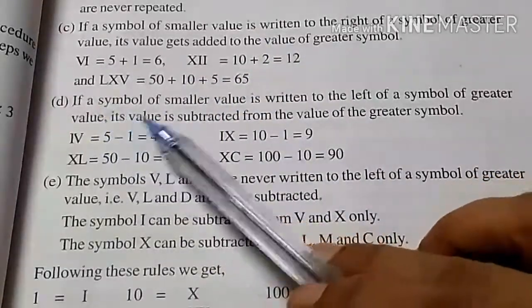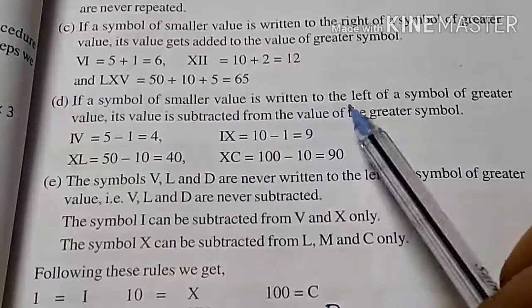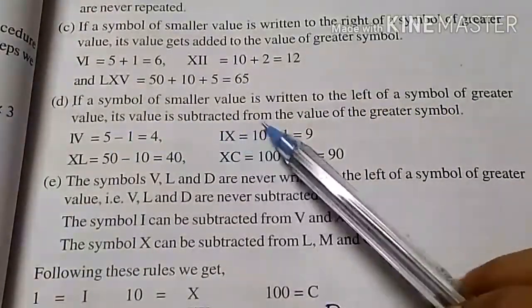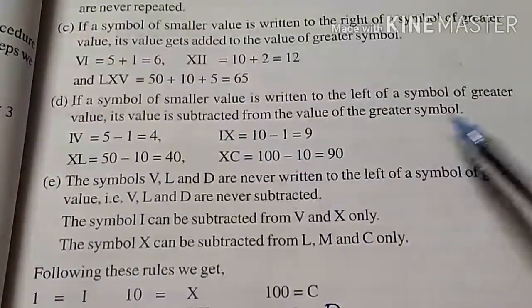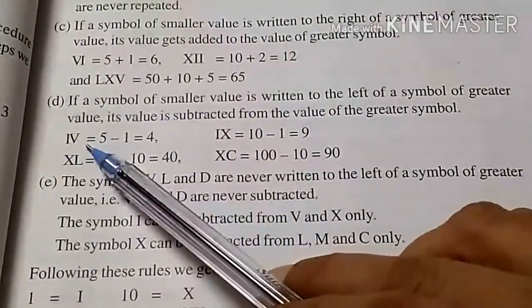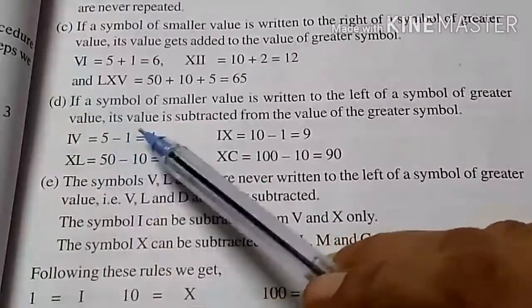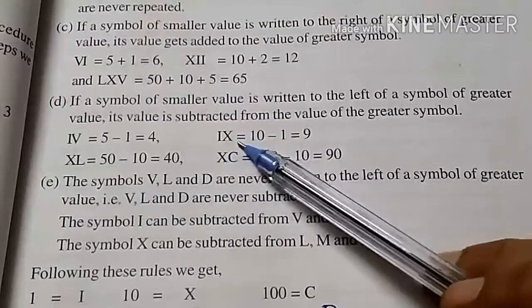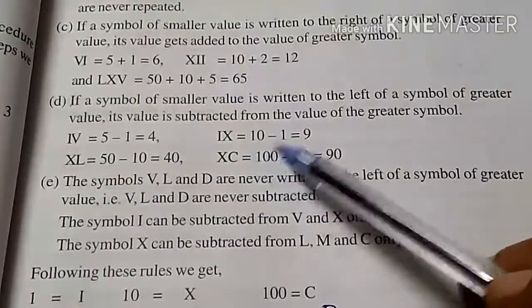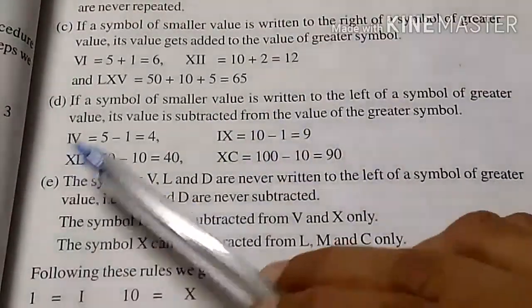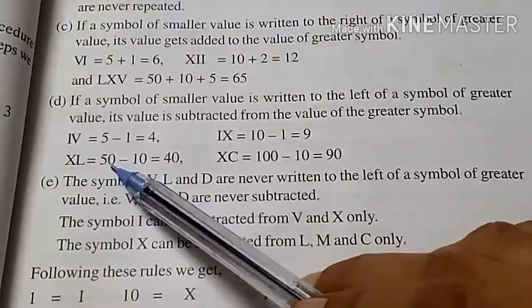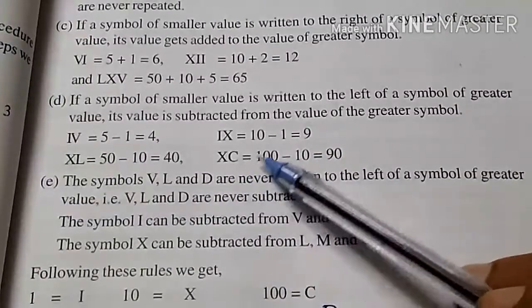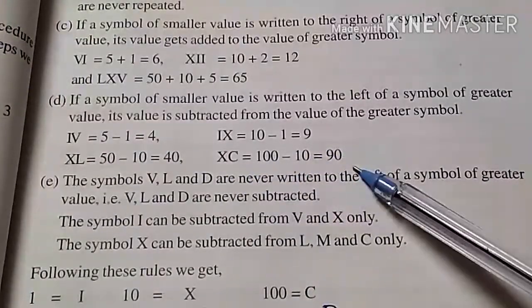In D part, if a symbol of smaller value is written to the left of the symbol of greater value, its value is subtracted from the value of the greater symbol. That is, IV is 5 minus 1, we will get 4. IX is 10 minus 1 equal to 9. XL is 50 minus 10 equal to 40. XC is 100 minus 10 equal to 90.